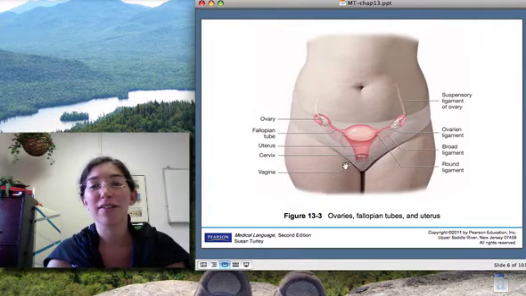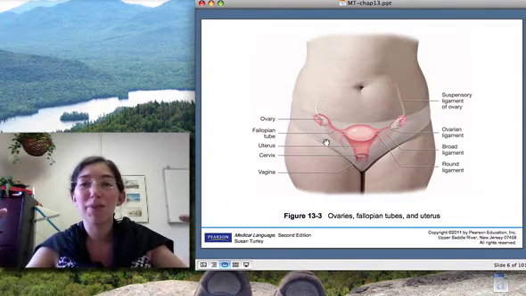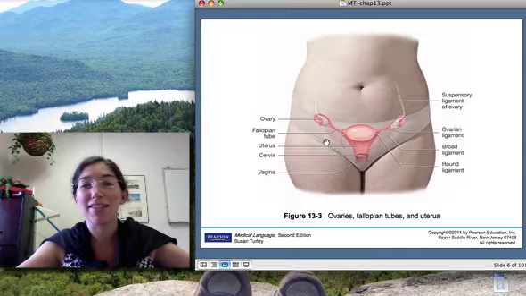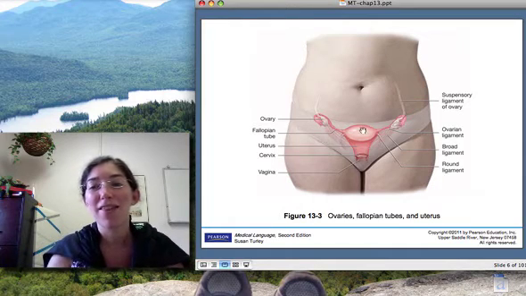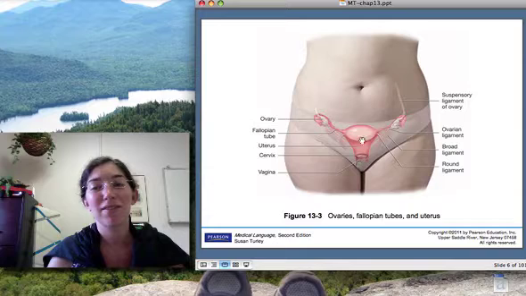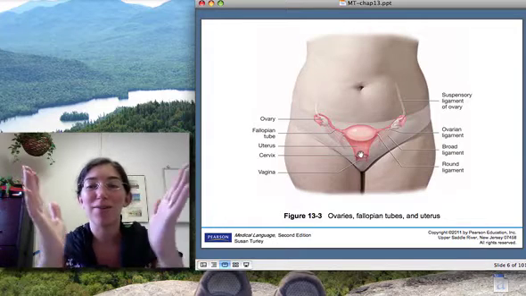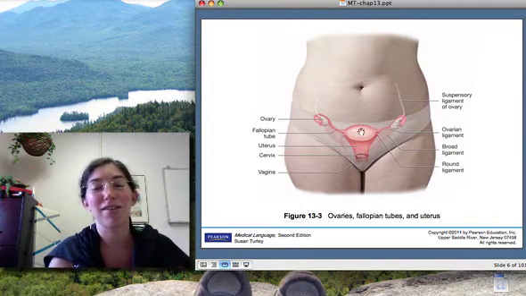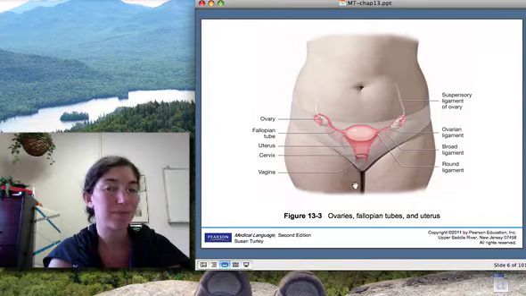So here's a different view of the reproductive system, looking anteriorly. You can see the 2 ovaries hanging on either side, and the fallopian tubes kind of look like little hands that are holding them up. And then the fallopian tubes connect here to the uterus, which is this big pear-shaped thing here, which sort of narrows into the cervix, which then empties into the vagina.